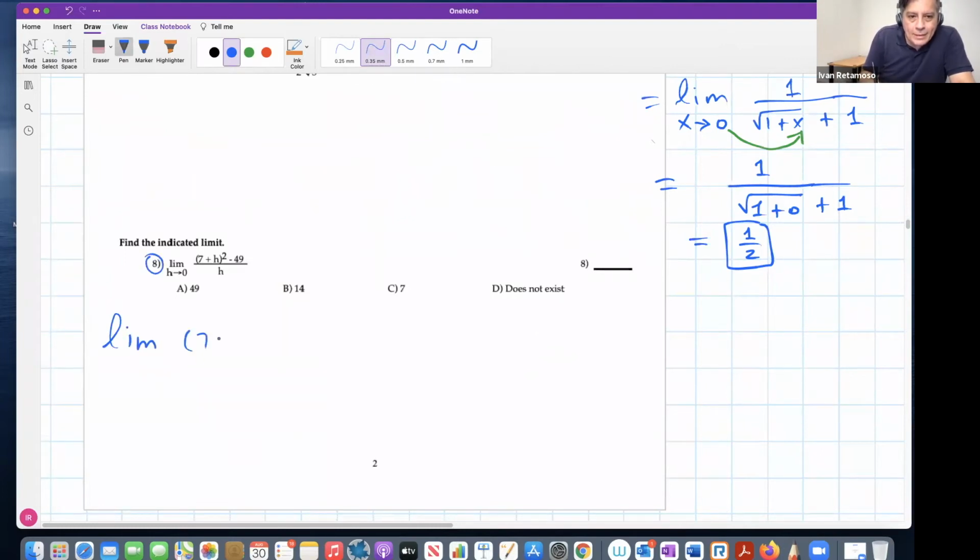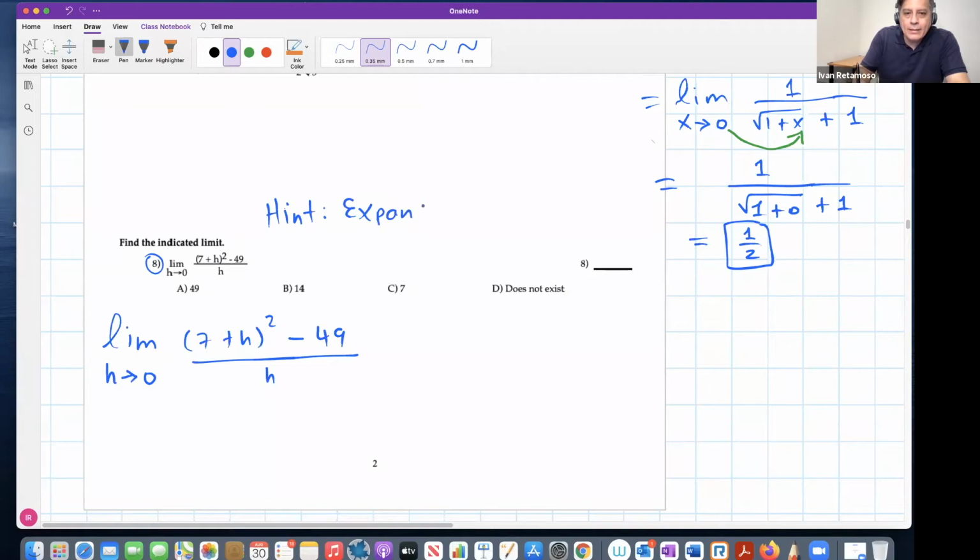This is 7 plus h squared minus 49 over h, and they are trying to compute the limit as h approaches 0. Hint, I'm going to give you a hint: expand the numerator and simplify.